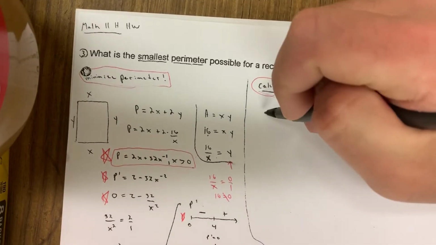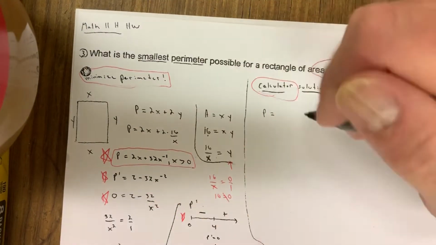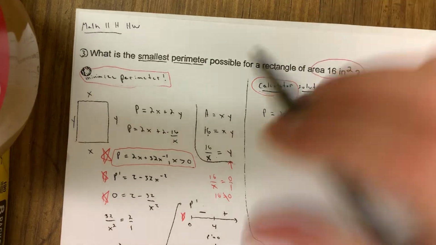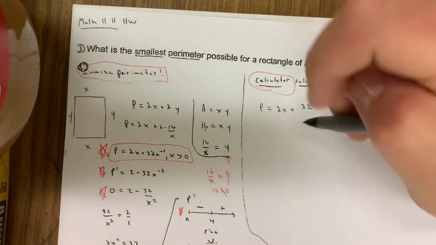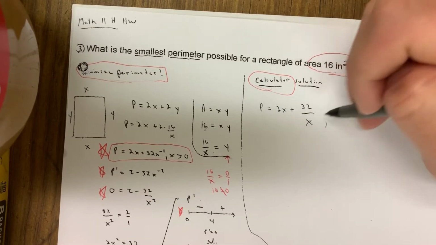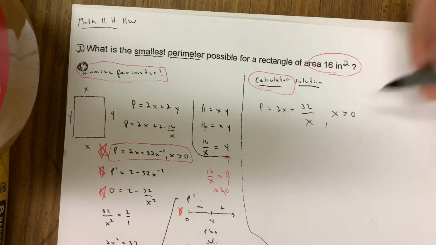And look, we're going to start right here. Here's our formula for perimeter. We know it's 2x in one variable plus 32x to the -1. I'll say 32 over x. Here's my domain, x greater than 0.